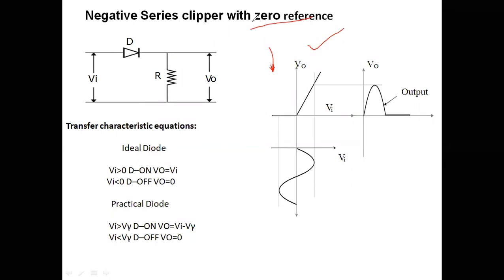Zero reference is nothing but what you have seen in the previous topic. A negative series clipper means it is going to cut the negative cycle. Negative pulse is going to be cut. Therefore, in our output waveform we will have only the positive cycle. Here I have explained again. There is no cut-in voltage.